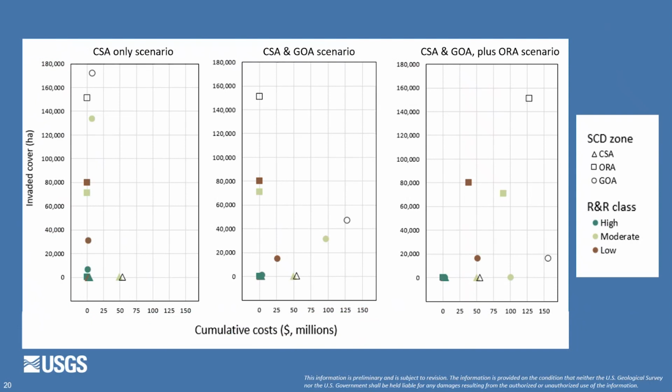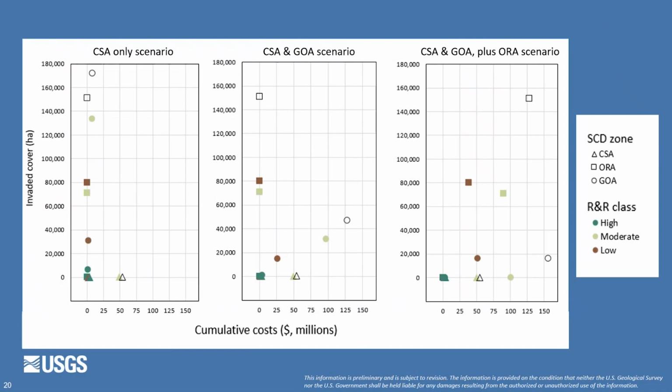This gets a little more into the meat of it. I draw your attention to the black and white symbols. Those are the totals for the SCD classes. The ones with colors are showing the R&R level in each of those. And on the left here, we've got the scenario focused on the core sagebrush areas. And this little guy right here is showing that we're really effective at defending the core in this scenario. We've got no cheatgrass at the end of the simulation.